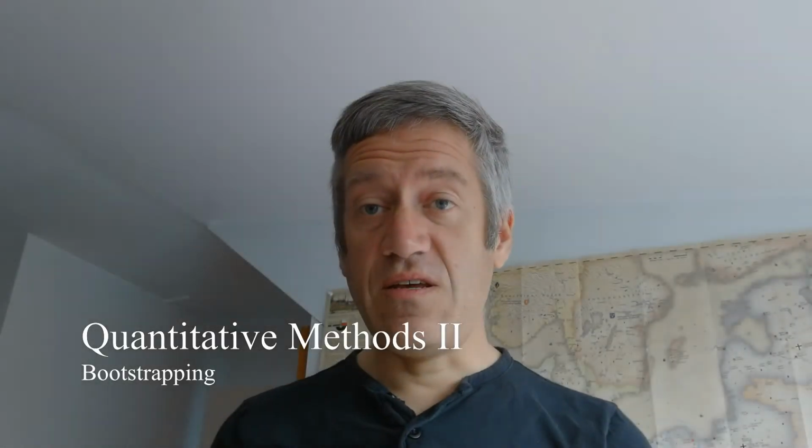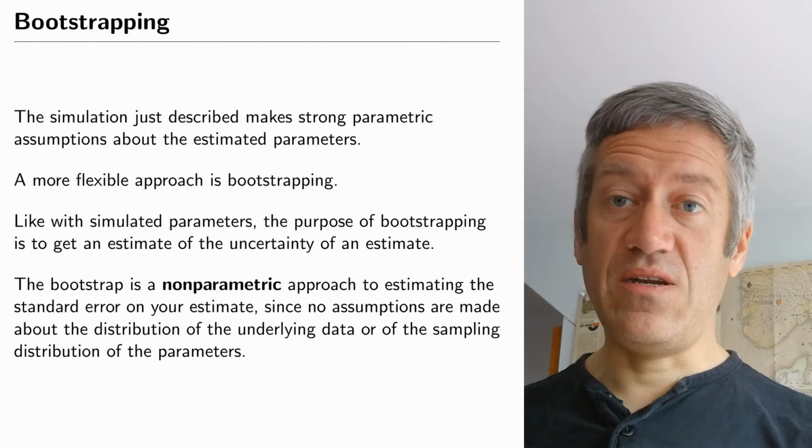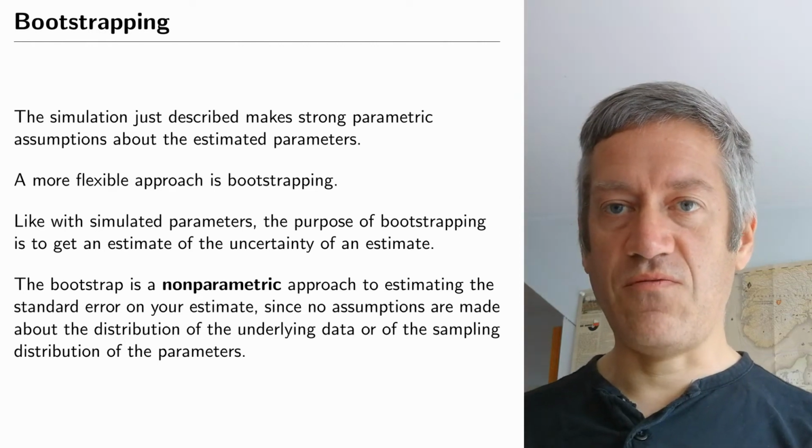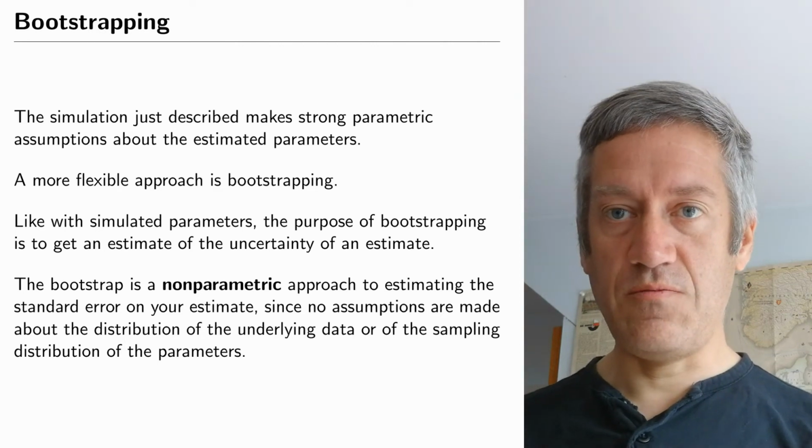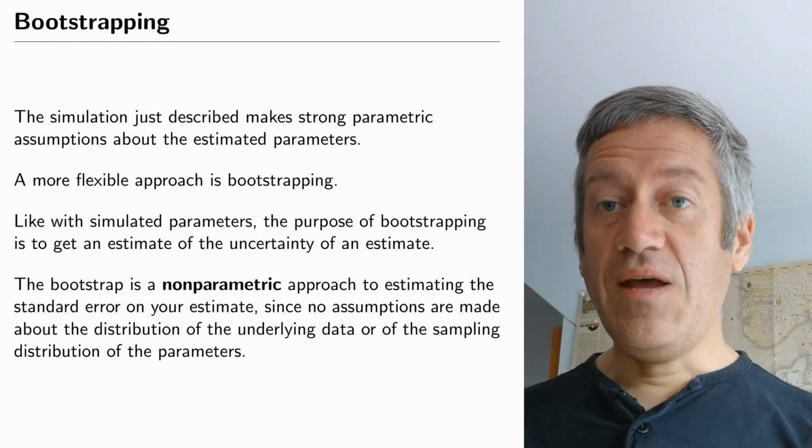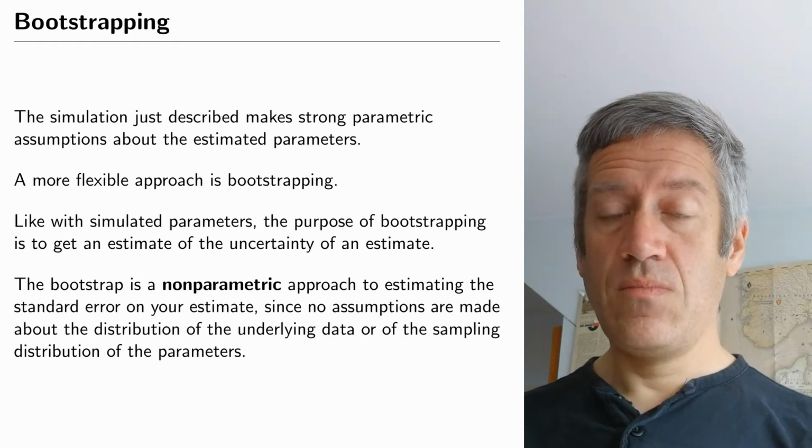So as I explained, the simulated parameters approach makes strong assumptions about the distribution of the estimated parameters. And we can sample from that distribution because we have a strong assumption of its shape, for example, a multivariate normal distribution. And that makes it a parametric method.